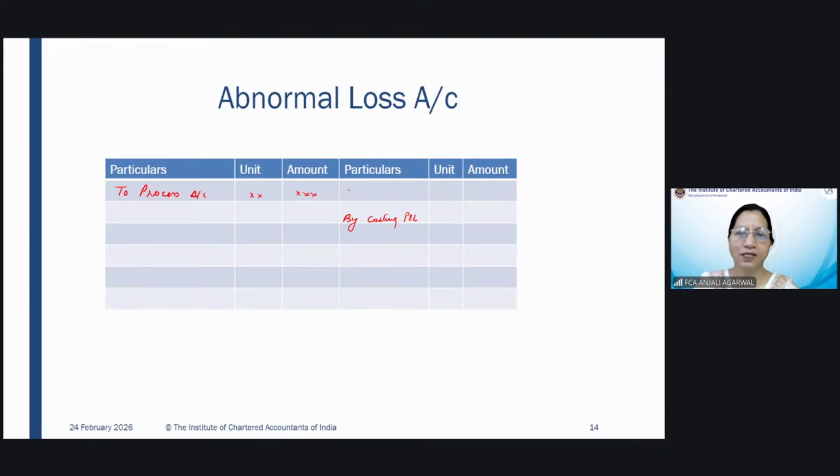However, just like normal loss units, these units may also be sold. So some of it will be recovered, and the balance amount, this is with realizable value, will go to the costing P&L account.